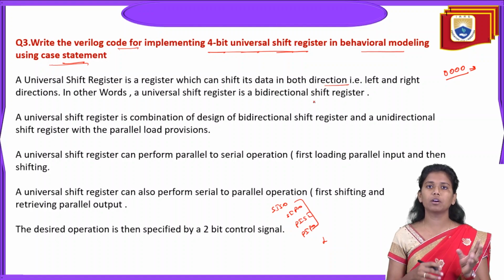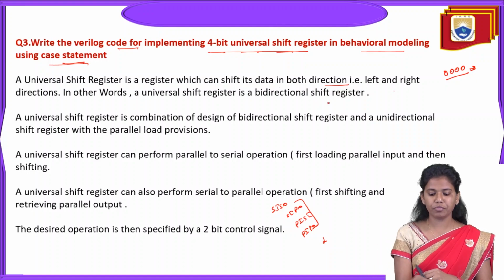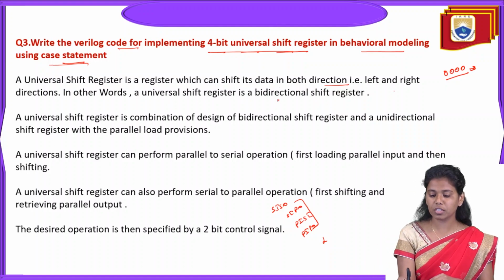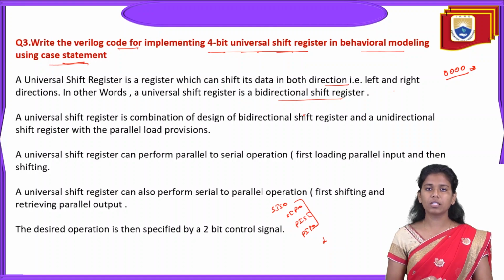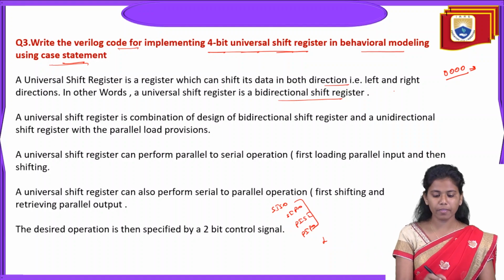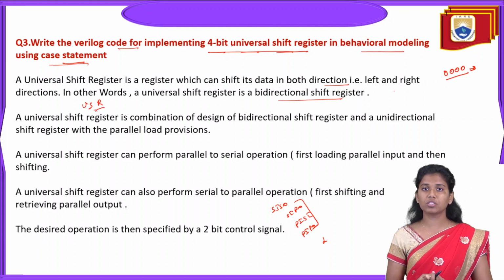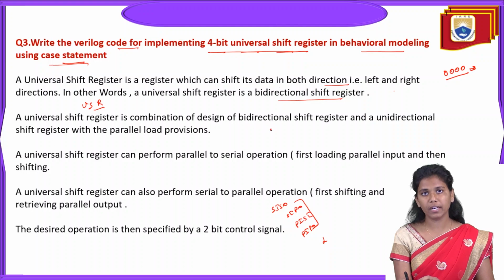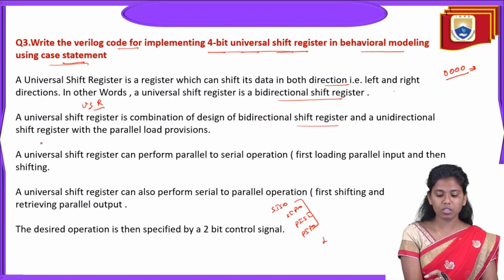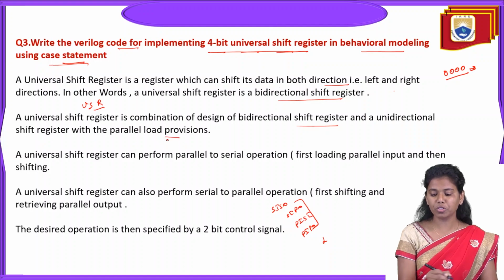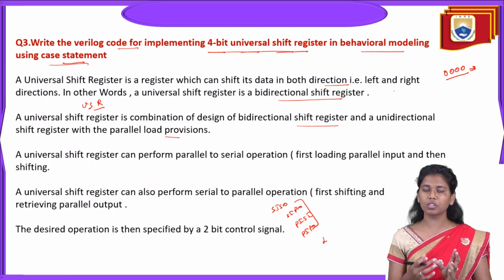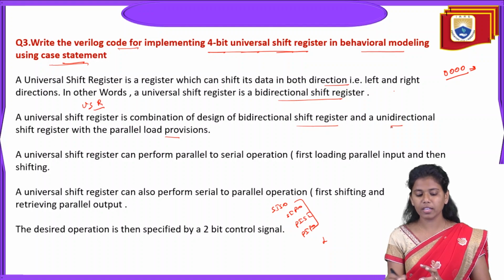It can shift the data from right to left or from left to right. In other words, a universal shift register is a bidirectional shift register. Another name we can give it is a bidirectional register, because it can shift from left to right as well as from right to left. And the USR, universal shift register, is a combination of the design of bidirectional shift registers and unidirectional shift registers with parallel load provisions. So they can also shift the bits in a unidirectional way.